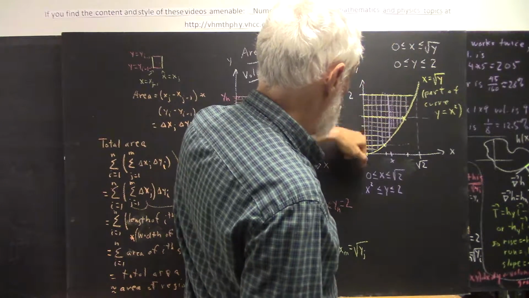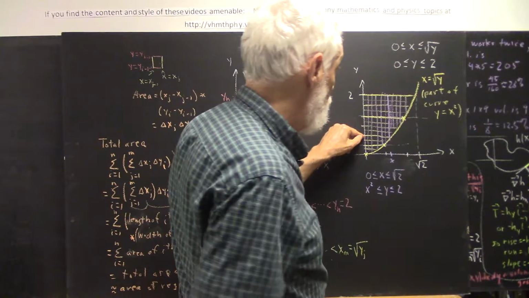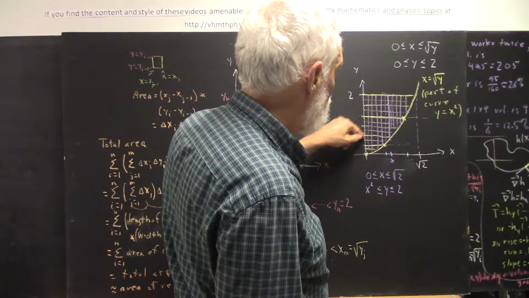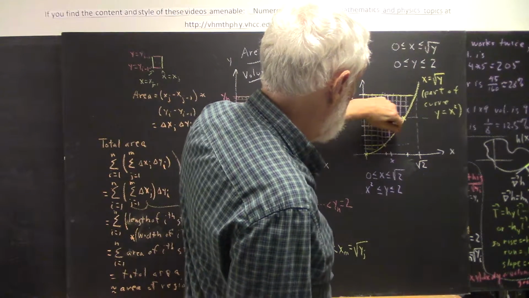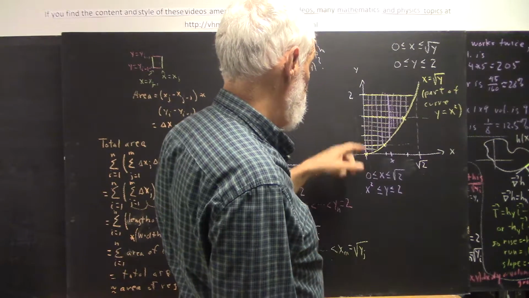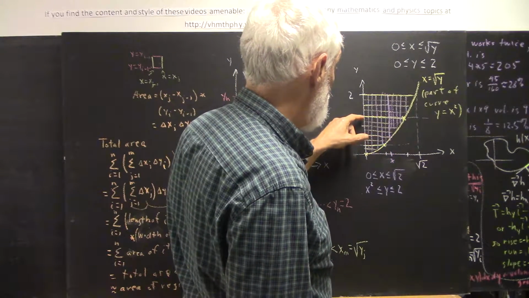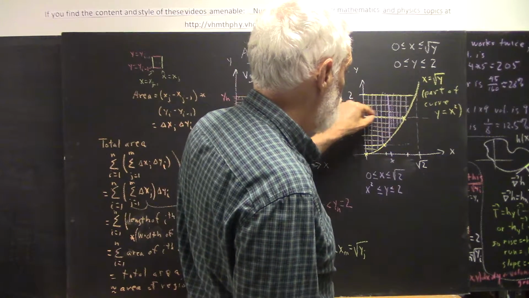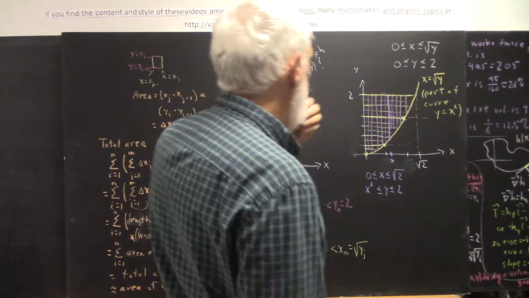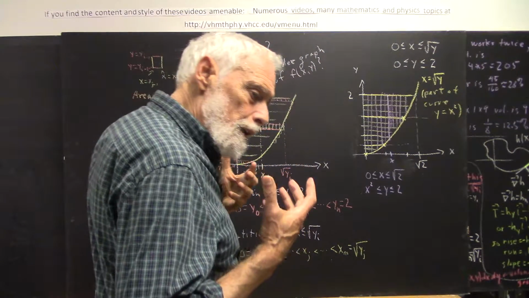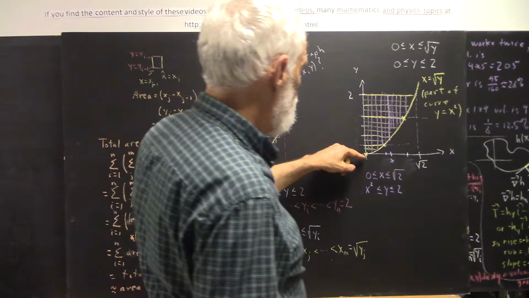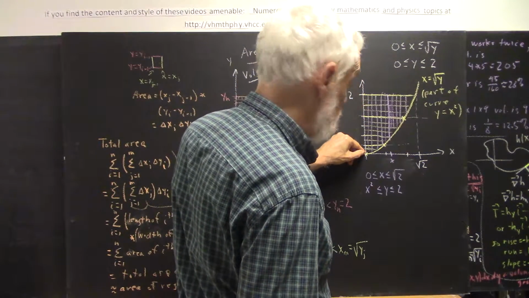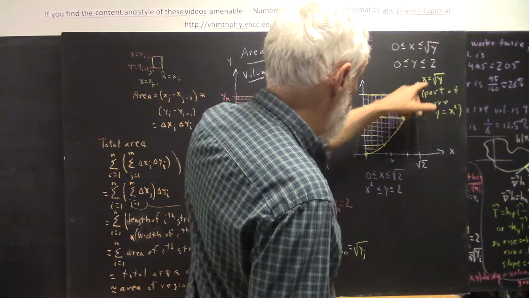X is equal to 0 over here. For a given value of y, the value of x goes from 0 to the square root of y. For this y, which is a little bigger, the square root of this y will be a little bigger, we'll go from 0 to the square root of y. So we can think of traversing this region if we take every possible value of y and move from the y-axis where x equals 0 out to the curve where x equals square root of y.